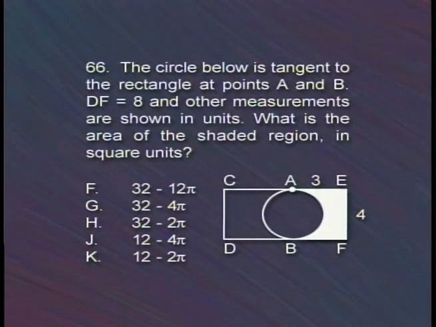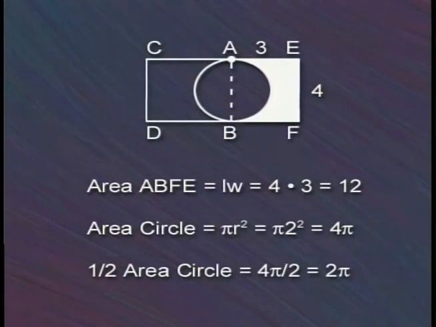Let's draw the diameter AB. Since the circle is tangent to the rectangle at points A and B, a new rectangle is formed, ABFE. Let's calculate the area of the shaded region by subtraction. Let's find the area of the small rectangle, ABFE, and subtract from it 1/2 the area of the circle. What remains will be the area of the shaded region.